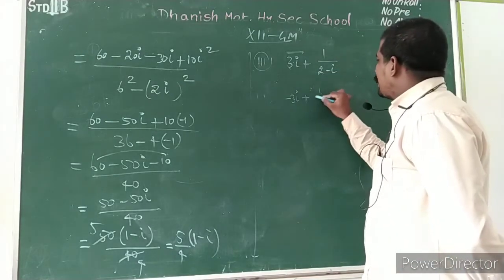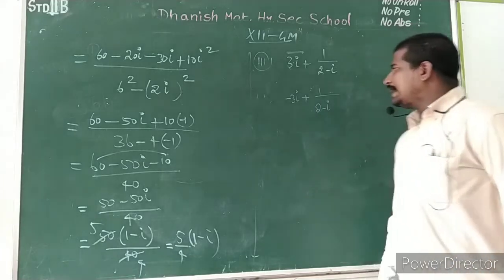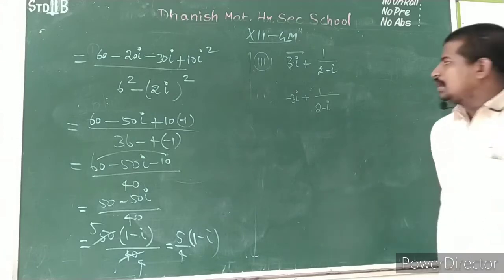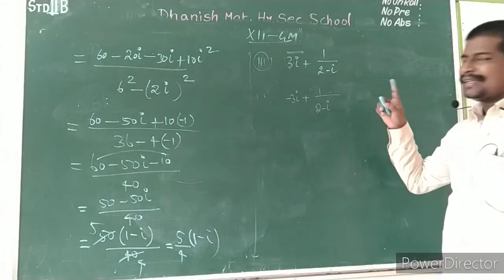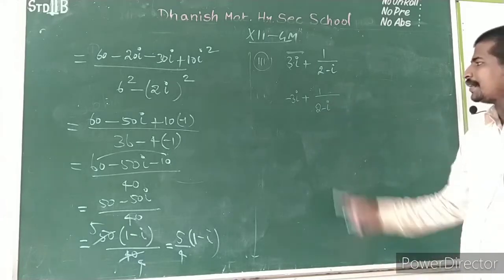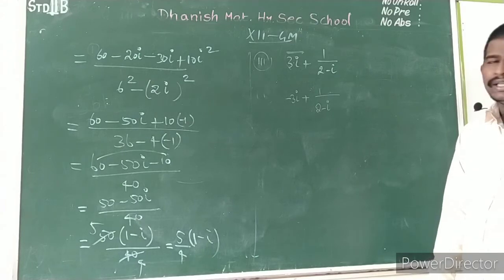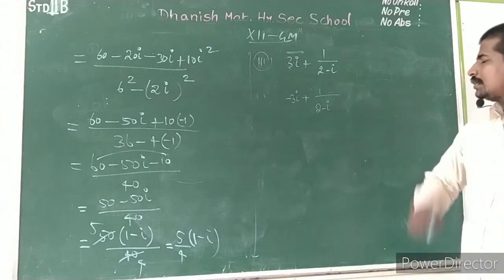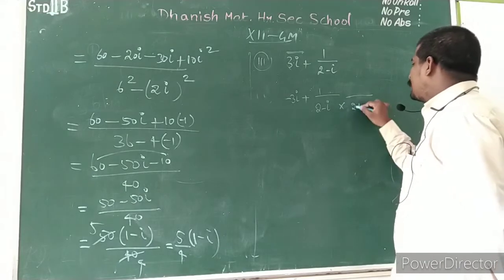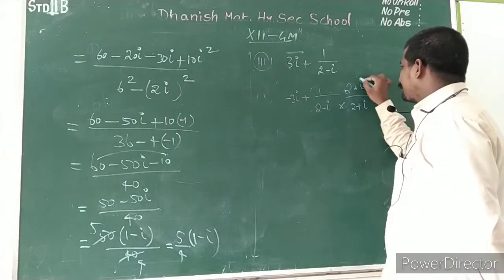Now plus 1 by 2 minus i. Look at the second term. Here we have the denominator 2 minus i. So now I am going to multiply the numerator and the denominator by the conjugate of the denominator. Here our denominator is 2 minus i, so the conjugate will be 2 plus i. So into 2 plus i, here also we will have 2 plus i.